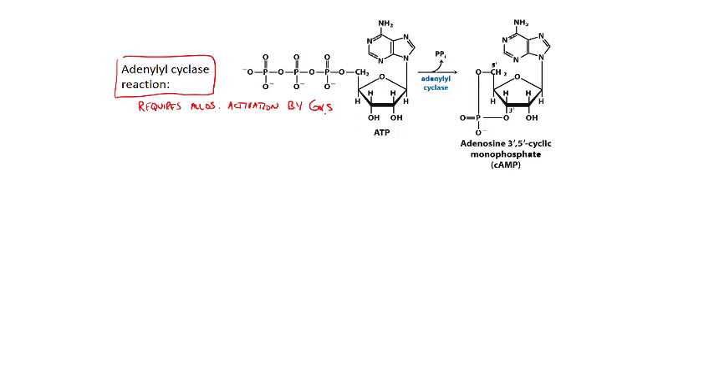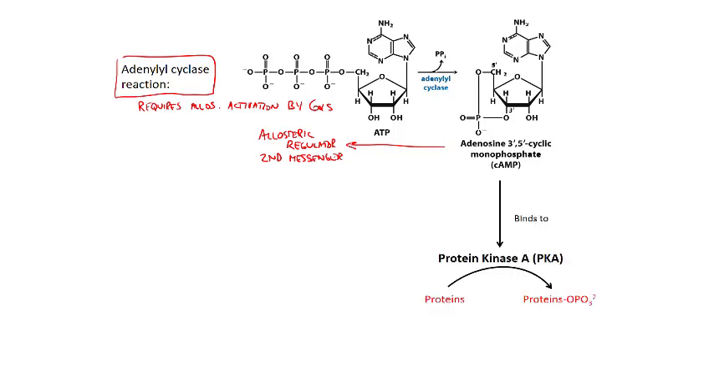Now, what does cyclic AMP do? By itself, it's not a terribly useful molecule, but we said on the last slide that cyclic AMP is itself an allosteric regulator of other proteins, and it's also a second messenger. I should emphasize now that not every second messenger is an allosteric regulator. Some of them are enzymes. But in this case, our second messenger functions as an allosteric regulator of other proteins. The most important protein that it binds to and activates is this protein called protein kinase A.